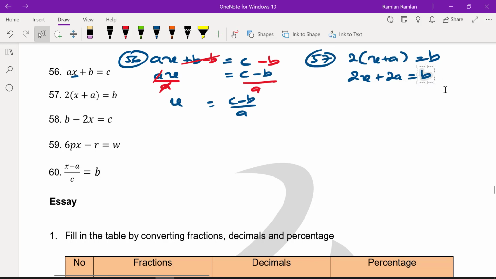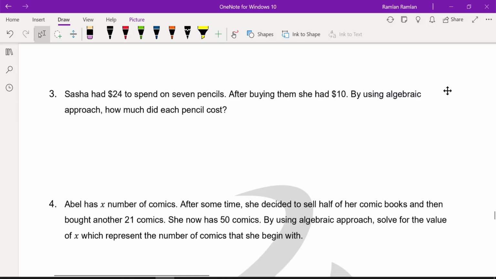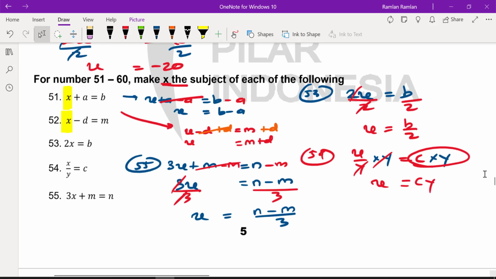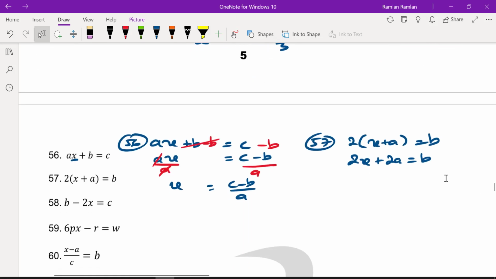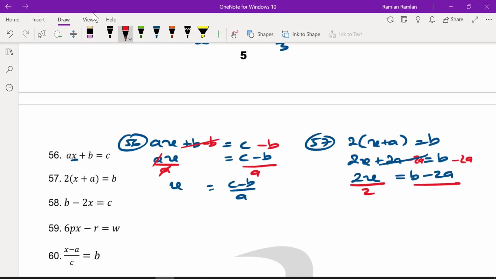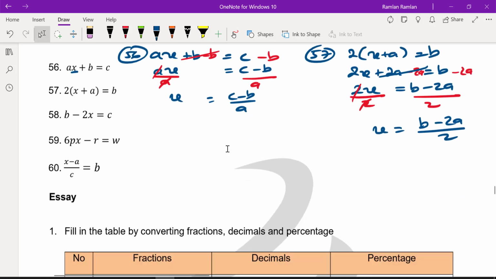Oops, sorry. I'm going to get rid of that 2a, like this, by subtracting 2a from both sides of the equal sign. So there'll be 2x over here, because this is gone, equals b minus 2a. And then divide everything by 2 to get rid of the 2. So that will be x equals b minus 2a over 2. Okay. Next up, number 58.